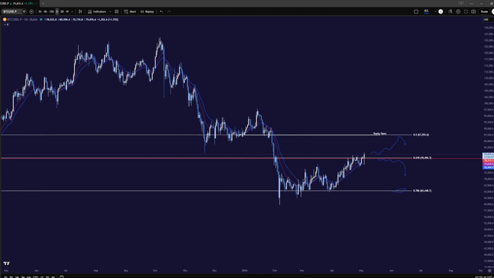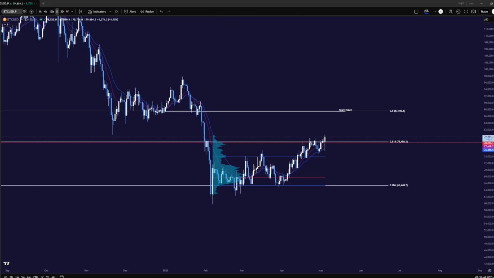What about a fixed range here on the daily? And there you go. The value area low aligns perfectly with that 0.786 Fibonacci. So there we go. How can we use that in a trade setup? A successful retest, some acceptance, that opens the door for a swing trade position from 78.4K to 87.6K.